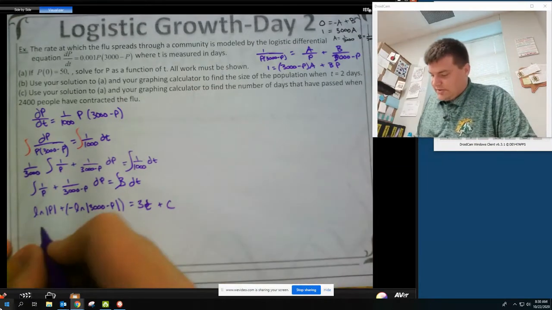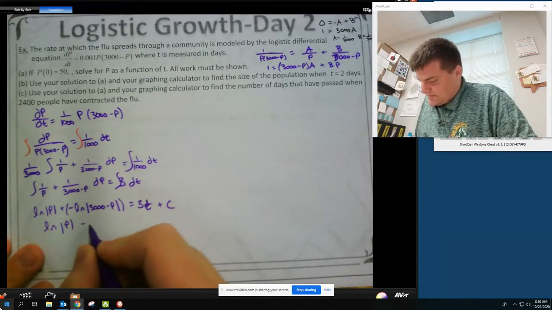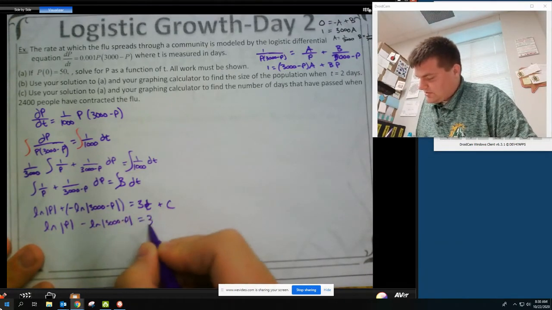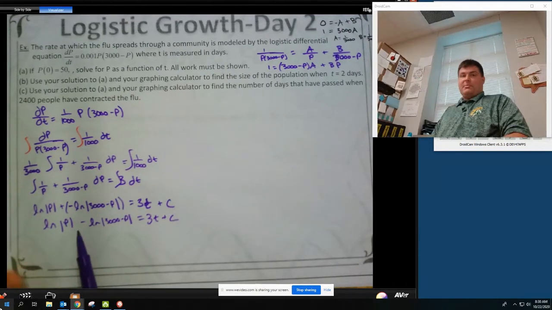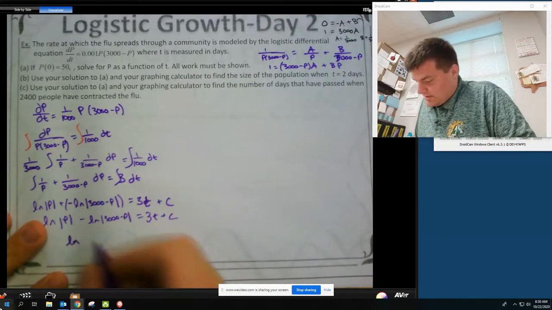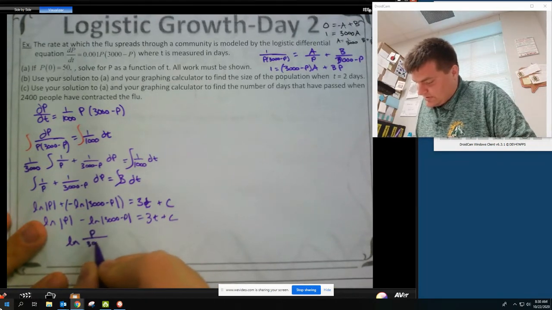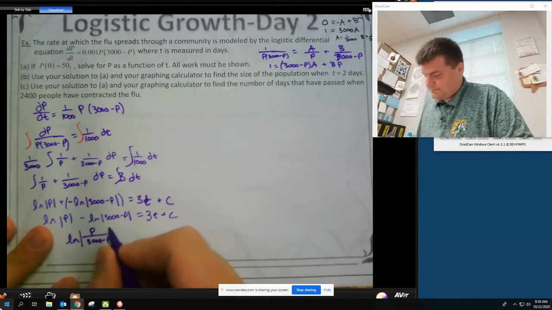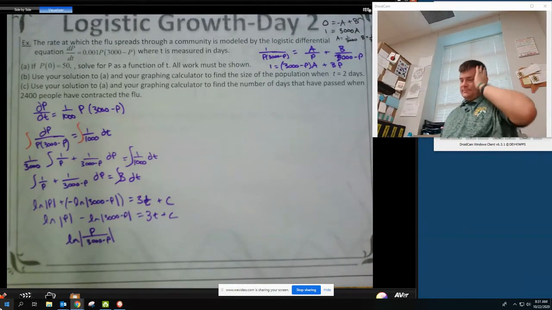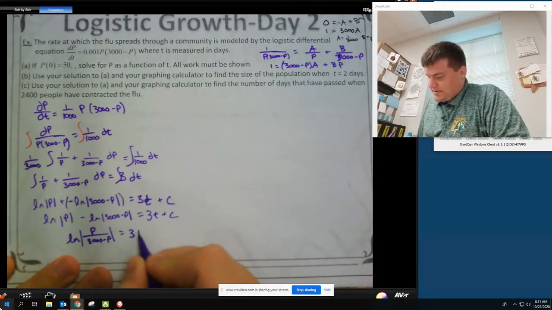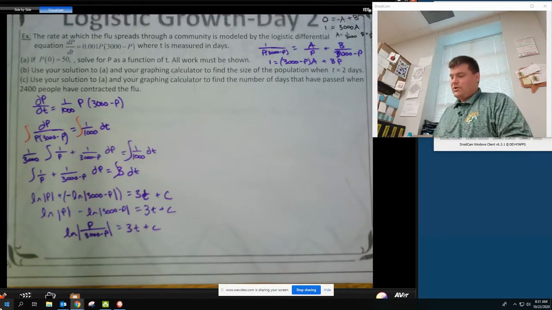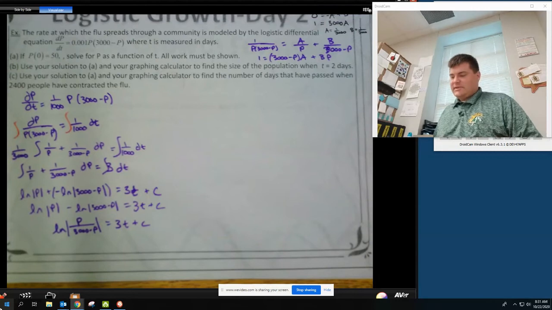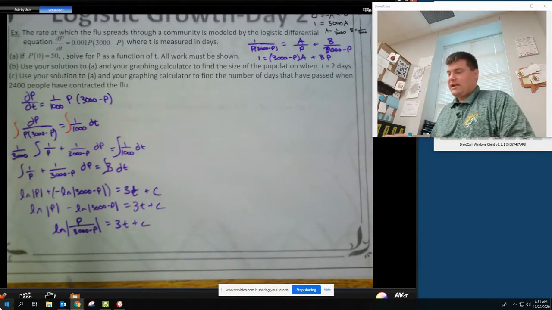Okay, so this is really ln of p minus ln of 3000 minus p equals 3t plus c. Now I'm going to use my log rules and combine these into just one ln. So it's ln of p over 3000 minus p. I'm going to go ahead and put that in absolute values, and this is going to equal 3t plus c. So we can go ahead and get rid of the ln right now. It does not matter because the absolute value is actually not going to come into play, because we're not going to get a negative value.